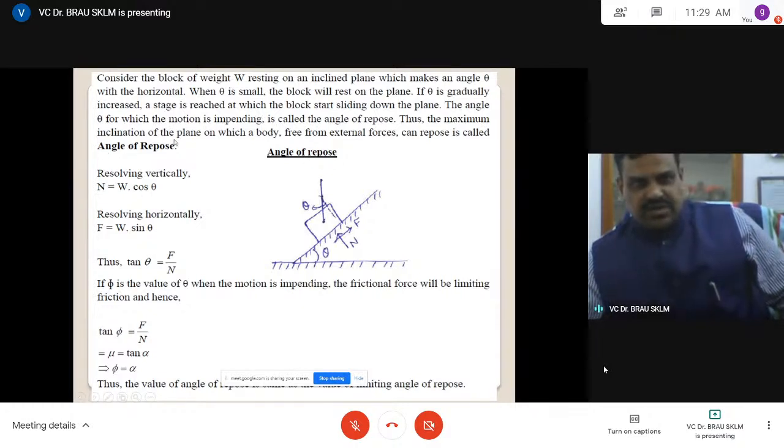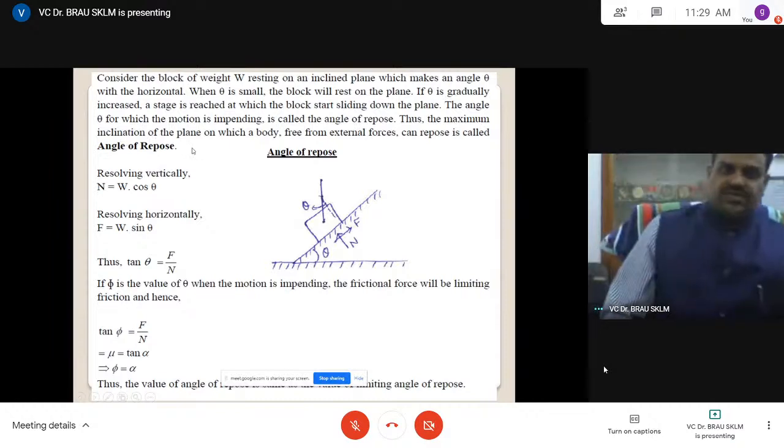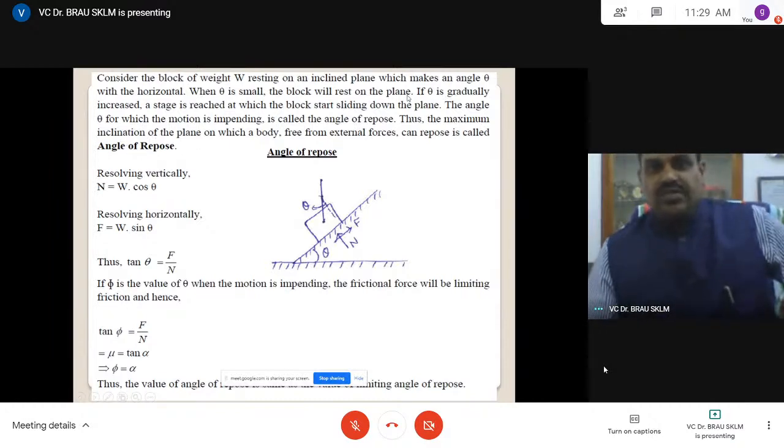So the maximum inclination of the plane on which a body free from external forces can repose is called the angle of repose. That is the definition. Once again I am repeating: the maximum inclination of the plane on which the body free from external forces can repose is called the angle of repose.